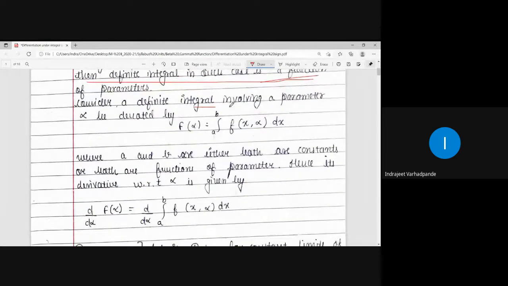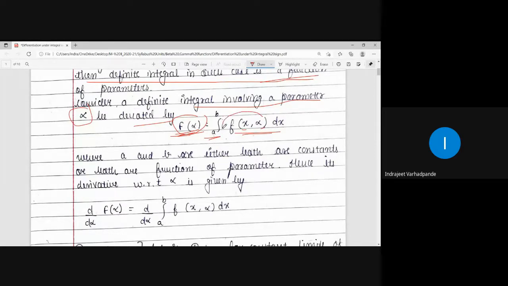Consider a definite integral involving a parameter alpha, denoted by f of alpha is equal to the integral from a to b of f of x comma alpha dx. This function of parameter is nothing but the integral from a to b of f of x comma alpha dx. Now you will say, sir, this involves a variable as well as a parameter, so why is it treated as a function of parameter? Because this is a case of definite integral.